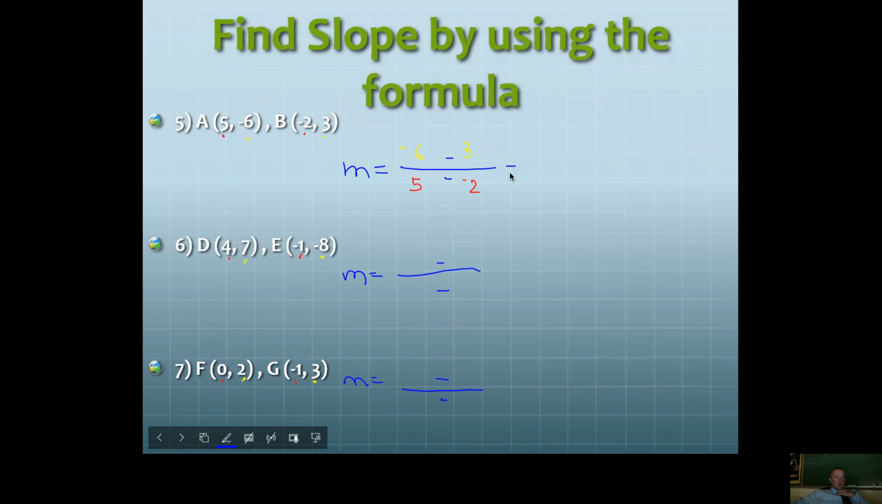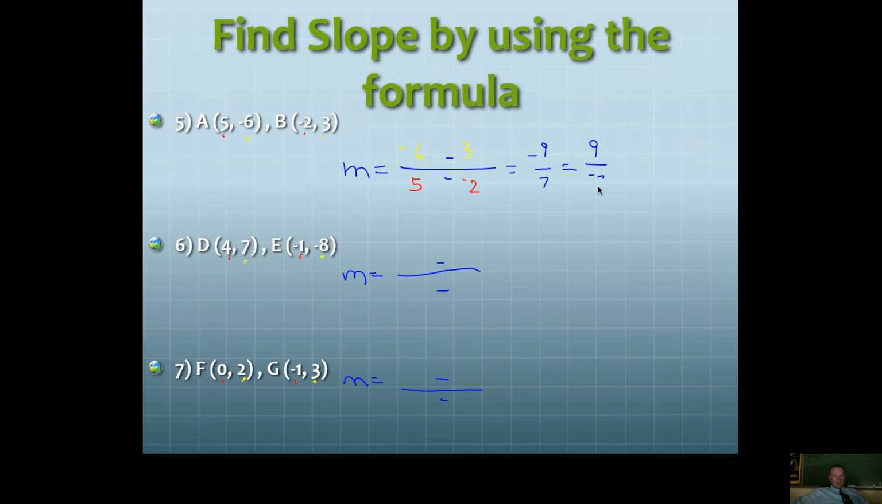Now, we're going to simplify our slope. We like our slope written as a fraction so we can see the rise and the run. -6 minus 3 is -9. 5 minus -2 is +7. Now, depending on how you did this, you may have gotten your negative in a different spot. But remember, a negative divided by a positive is still a negative. A positive divided by a negative is still negative.